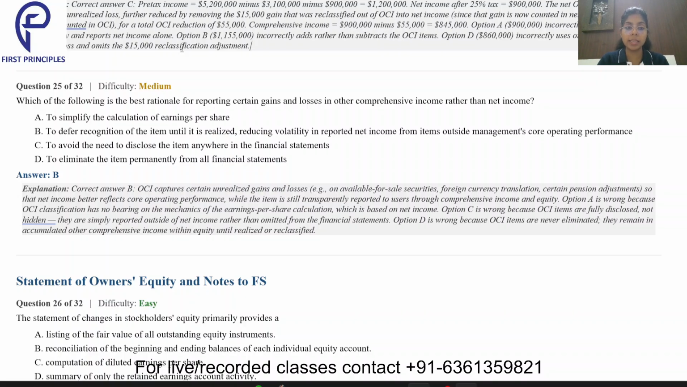Why are options C and D incorrect? Option C, to avoid the need to disclose the item anywhere in the financial statements. Are we doing that to avoid the need? No. This is wrong, because OCI items are fully disclosed in the other comprehensive income. They are not hidden. They are just removed from the income statement, not included as a part of the net income. Then option D, to eliminate the item permanently from all financial statements. Is this the correct answer? No. Because OCI items are never eliminated. They remain in accumulated OCI within the equity section of the balance sheet. So D is also not the correct answer.